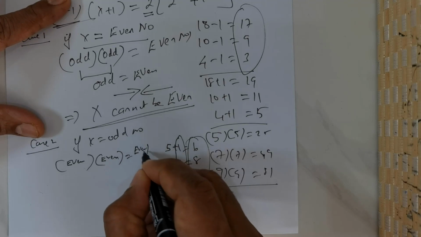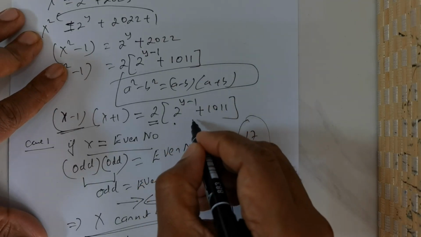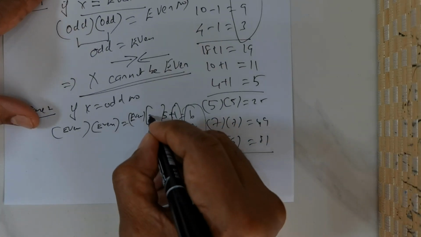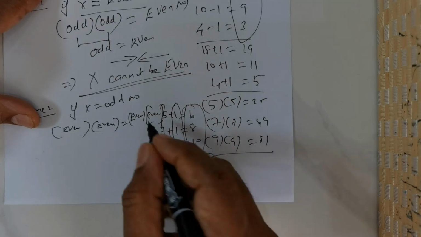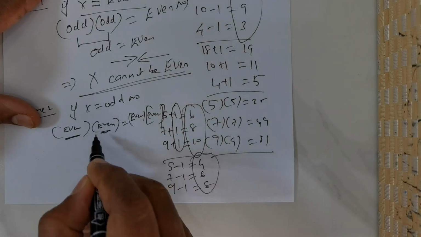Okay, fair enough. Now what is the second term? The second term is 2 raised to the power of y minus 1, plus 1011. Now this should also be even. Clearly we know the right hand side is producing an even number, but we got 2 components here.